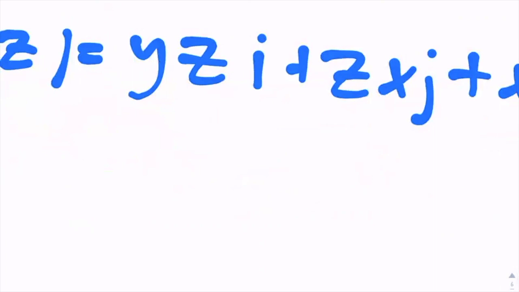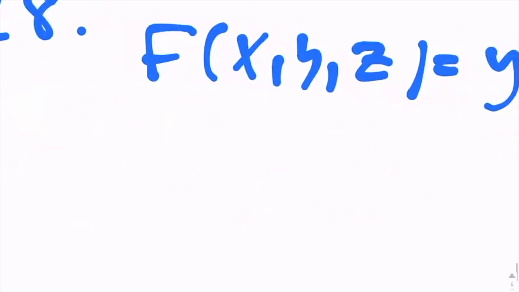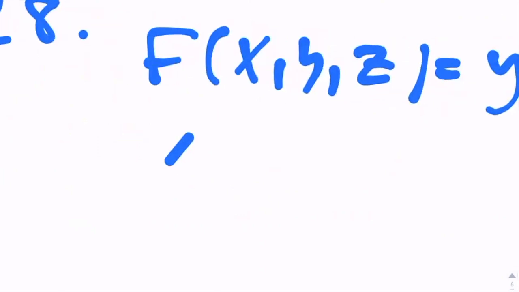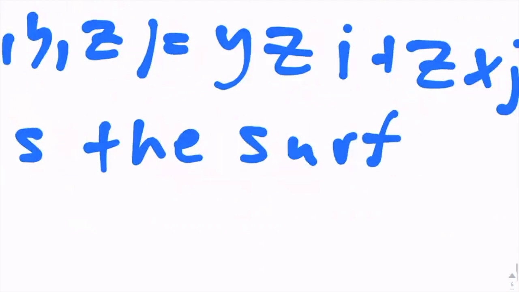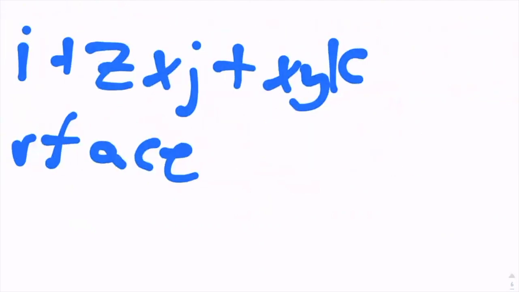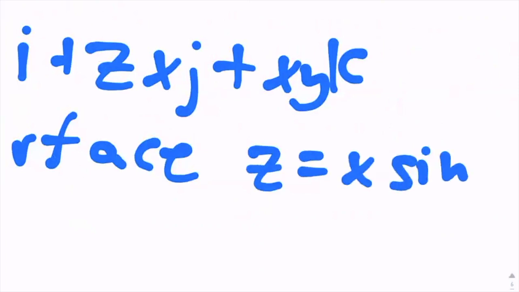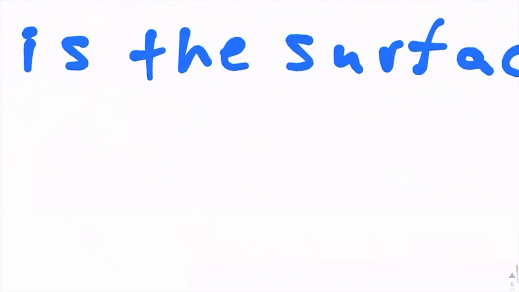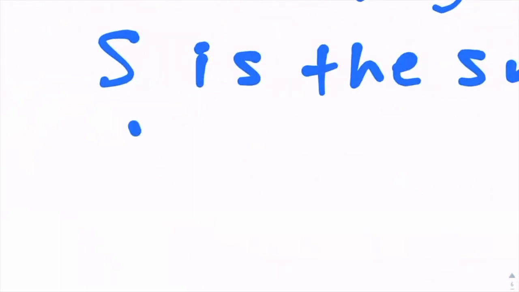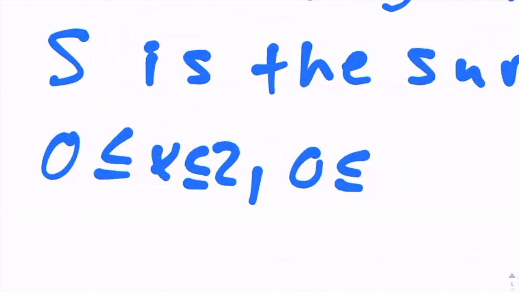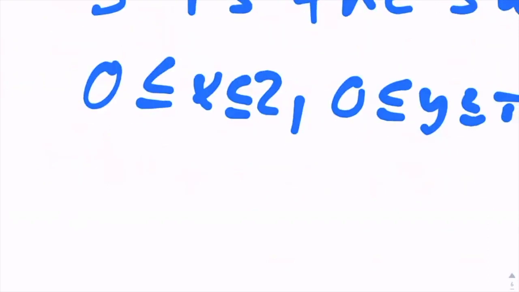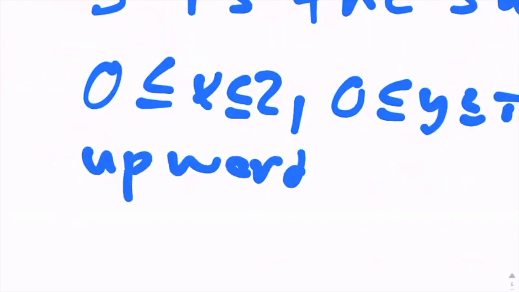And then we know that S is the surface z equals x sine y, where x goes from 0 to 2, and y goes from 0 to pi. We are also given that it has an upward orientation.